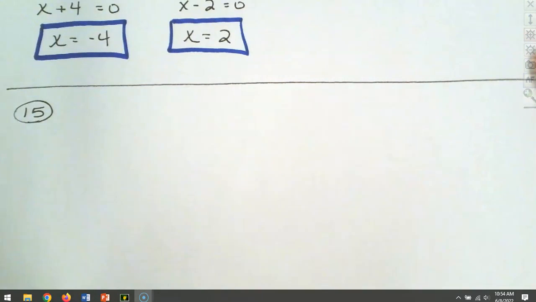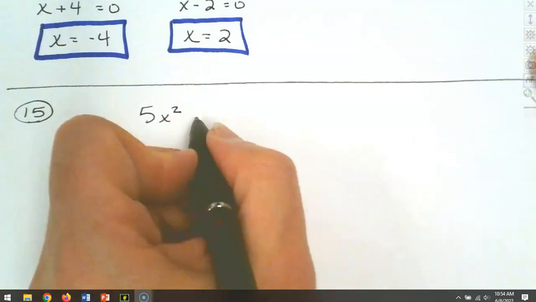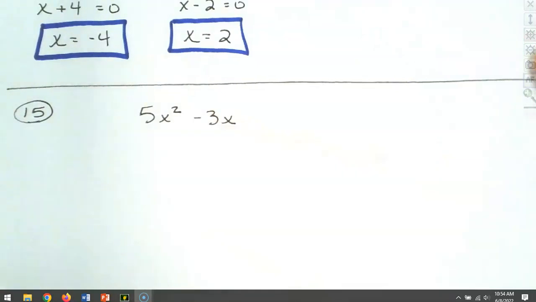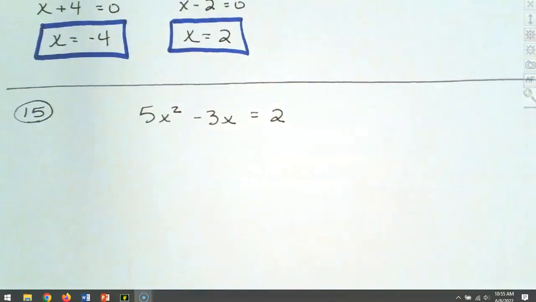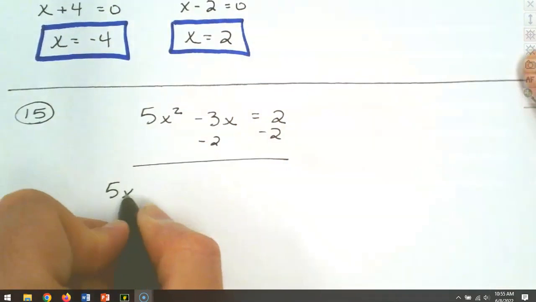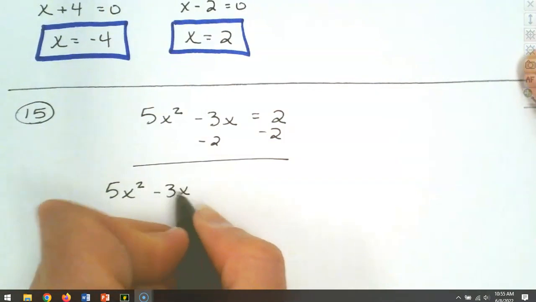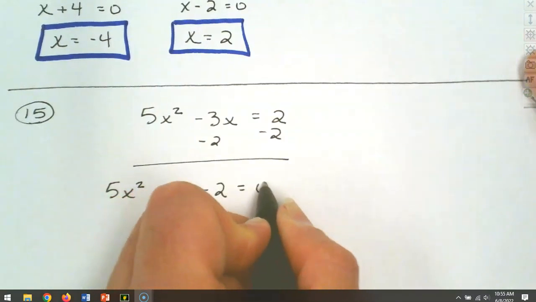So in question 15, we have 5x squared minus 3x equals 2. We're using 0 factors, so what's the very first step? It has to be equal to 0. So we're moving that 2 over. So that's 5x squared minus 3x minus 2 equals 0.